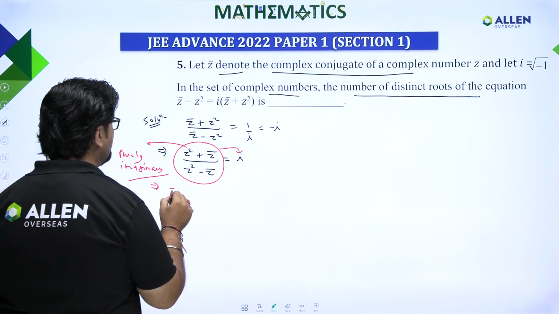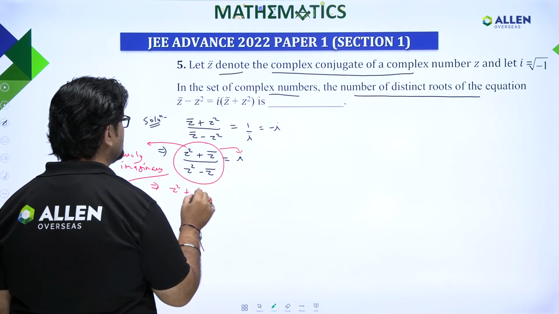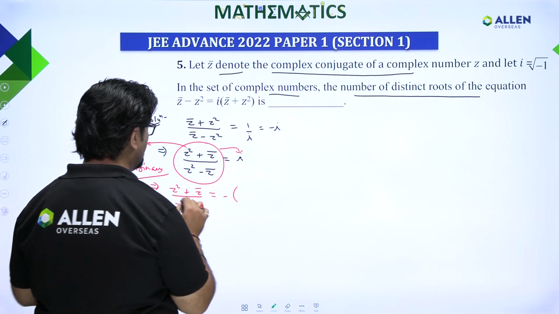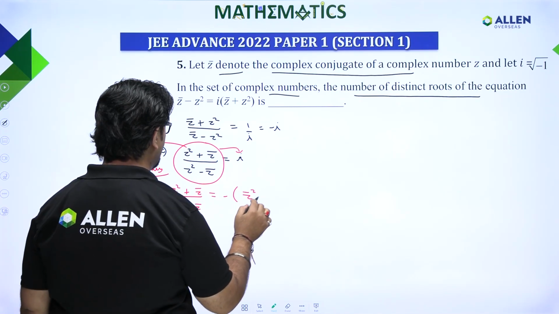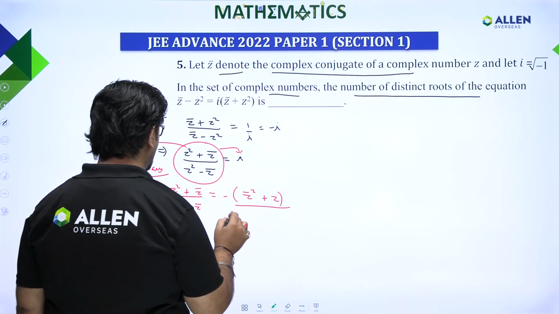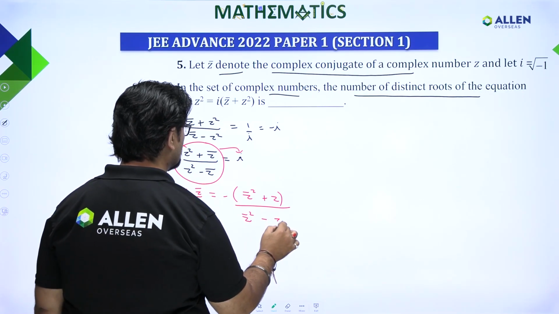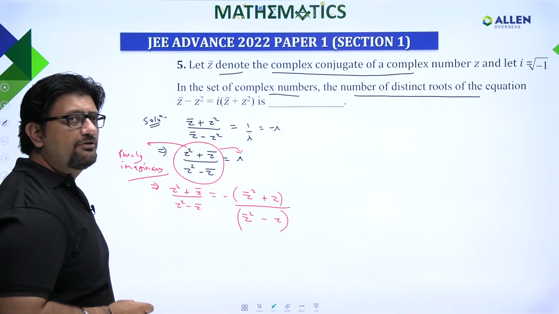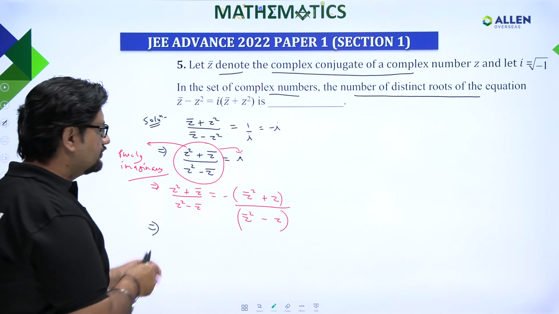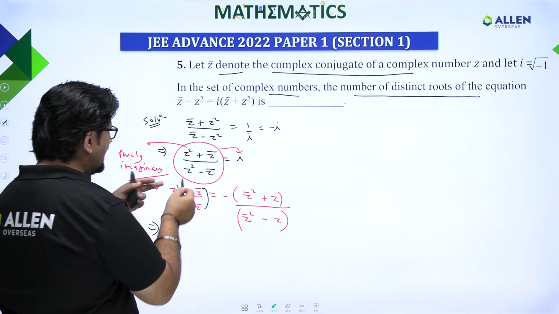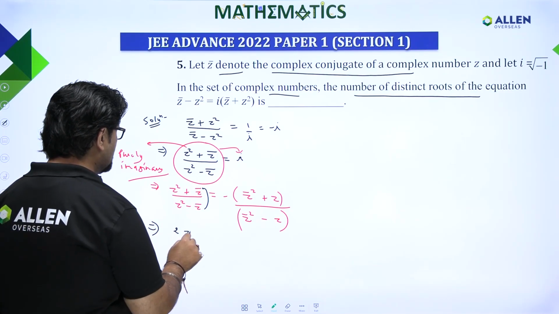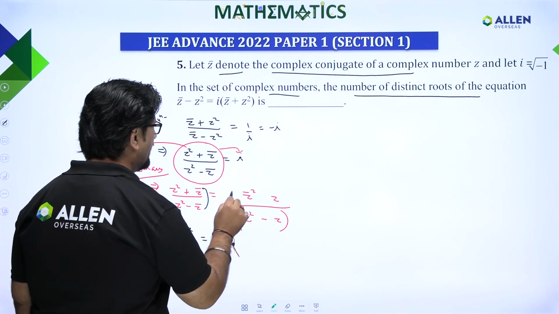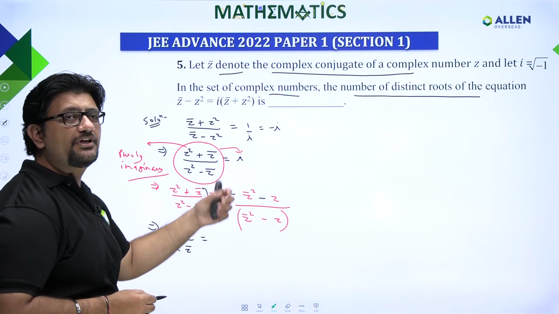So if it is purely imaginary, I will apply the concept of purely imaginary here. It means (z square plus z bar) upon (z square minus z bar) would definitely equal minus of its conjugate. So I am getting z bar square plus z, since z bar bar is z, and in the denominator z bar square minus z. Now we are applying componendo and divinendo. If I apply componendo, adding this quantity, I will be getting 2z square, and in the denominator I am subtracting, getting 2z bar, with minus z bar square and minus z.